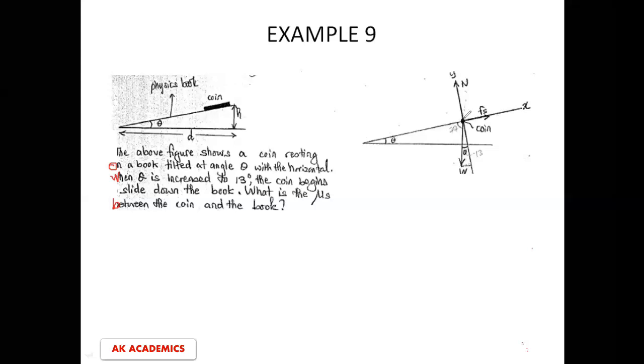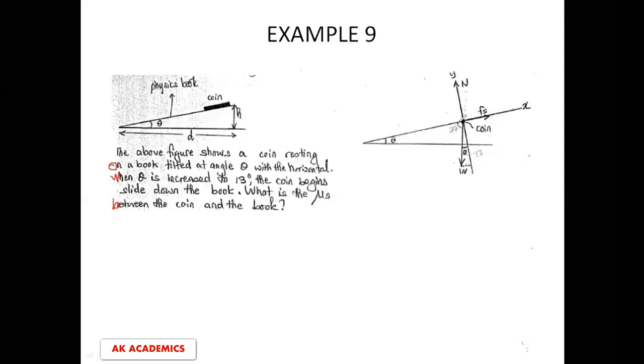On this particular coin, if you draw your coordinate axis, you're going to have it like this. Your horizontal axis is this way, and the perpendicular axis is like this. The weight of the body cannot be on this line. The weight has to be perpendicular, this way.